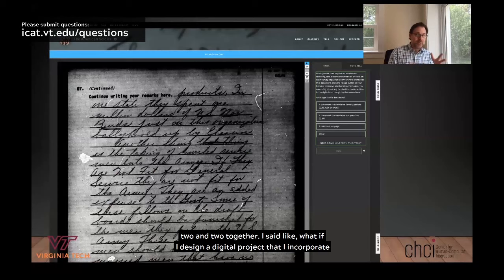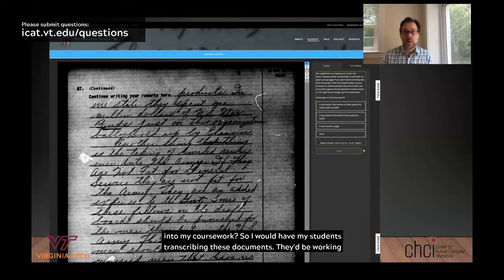So I put two and two together. I said, what if I design a digital project that I incorporate into my coursework? So I would have my students transcribing these documents. They'd be working with primary sources, and they would be learning, with these uncensored sources, what it was like for Americans to serve in the Army.